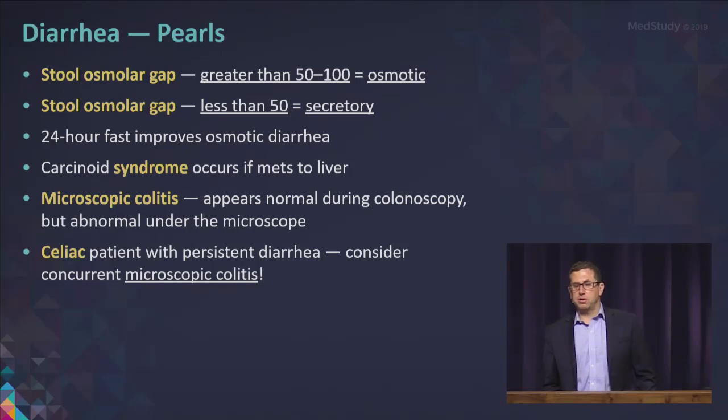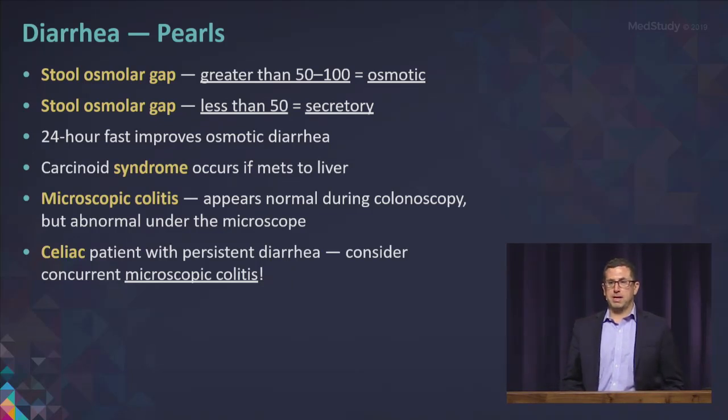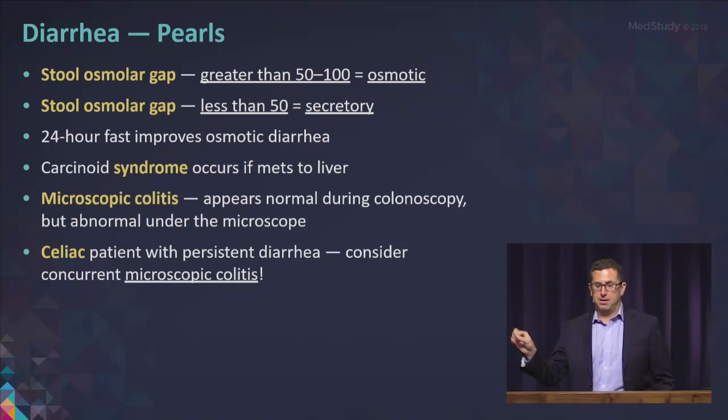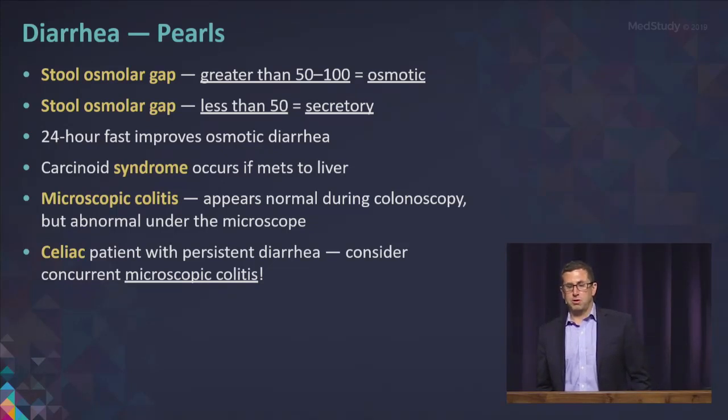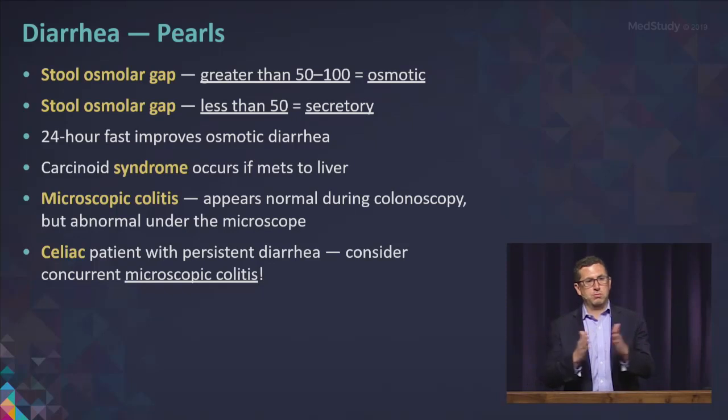So, diarrhea pearls. Remember, stool osmolar gap greater than 50 to 100 is osmotic diarrhea. Stool osmolar gap less than 50, secretory diarrhea. Key point, a 24-hour fast improves osmotic diarrhea, but is really not going to improve secretory diarrhea. Carcinoid syndrome specifically occurs if you have mets to the liver, so you're able to release those vasoactive mediators into the blood. Microscopic colitis appears normal during colonoscopy, but abnormal under the microscope. Celiac patients with persistent diarrhea, consider concurrent microscopic colitis. Remember, there's a close relationship between celiac disease and microscopic colitis in terms of risk of either, respectively.